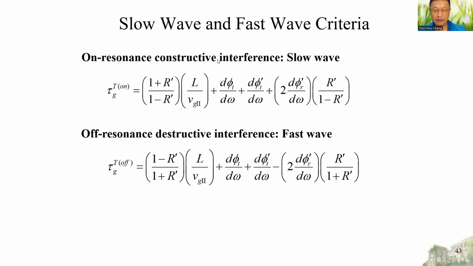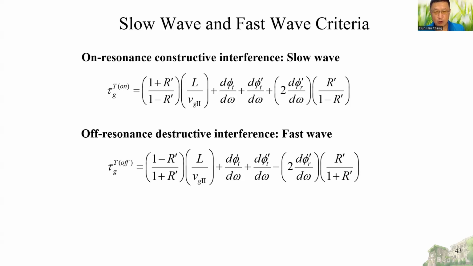Now the wave can be simply classified into slow wave and fast wave. What is their criteria? For slow wave, it's off resonance. It's constructive interference. The wave will bounce back and forth inside and be stored in the cavity for a very long time, but transmission will be high. On the other hand, fast wave is on resonance. It's destructive interference. It does not store inside for a long time, just a very short time. Therefore, the group delay looks like the wave propagates at very high speed.